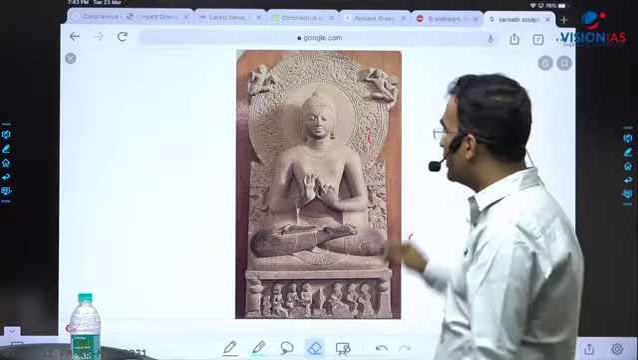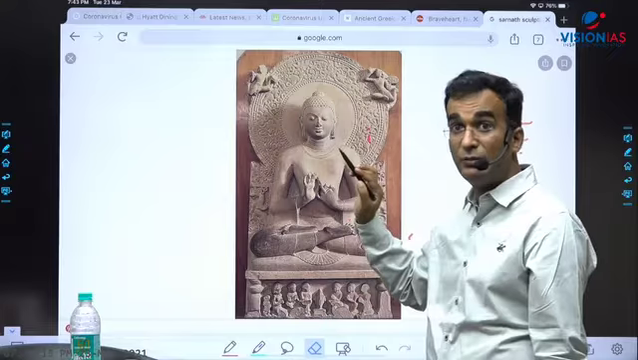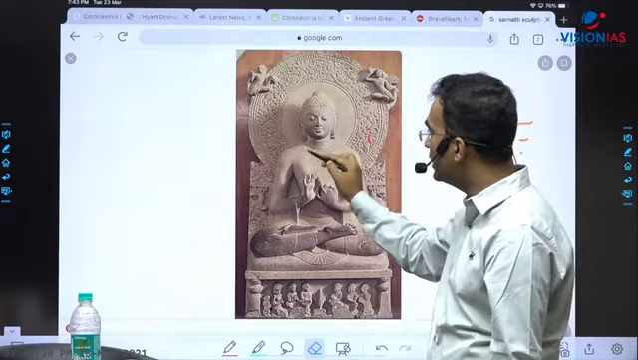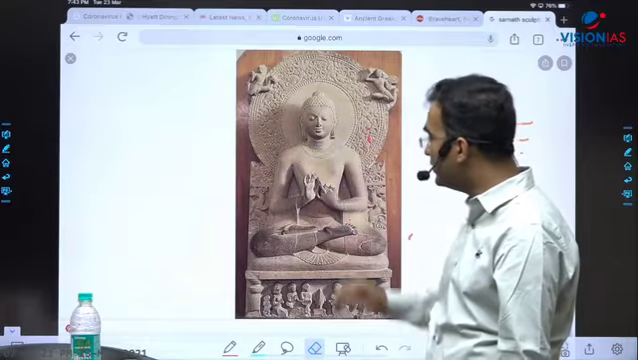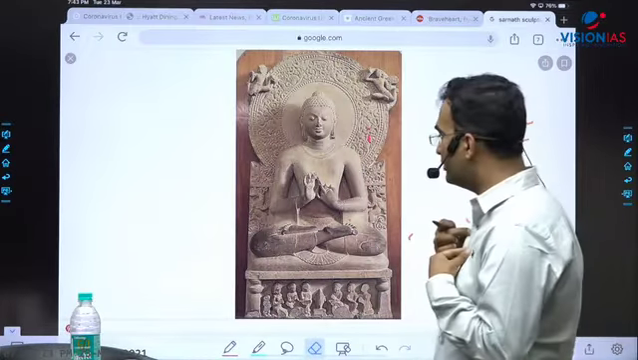So let's look at this, the transparent image. The nipples of the Buddha would be visible in this one, meaning that he is wearing a transparent kind of cloth. Some folds are there, like here, the folds are there. So these folds are depicting the drapery, that transparent kind of drapery.